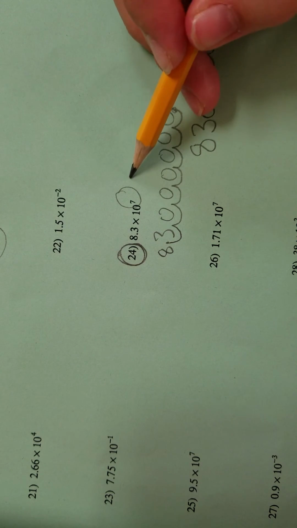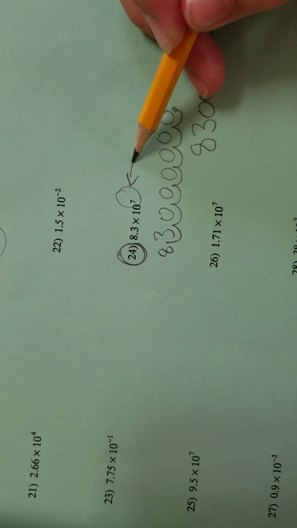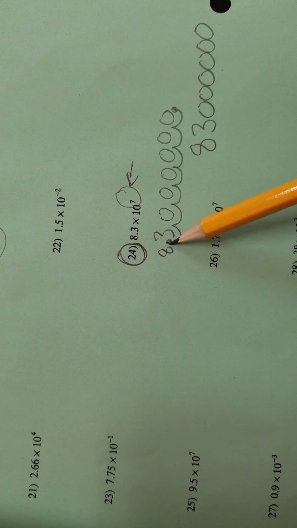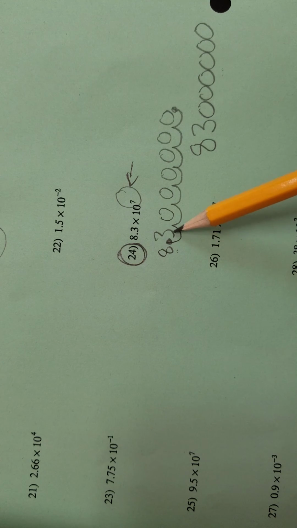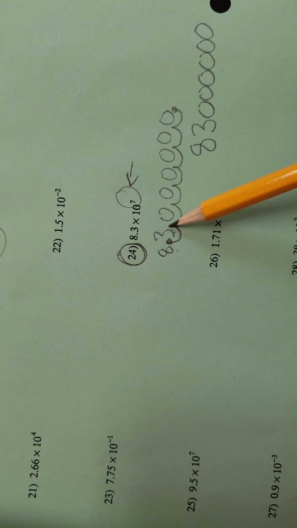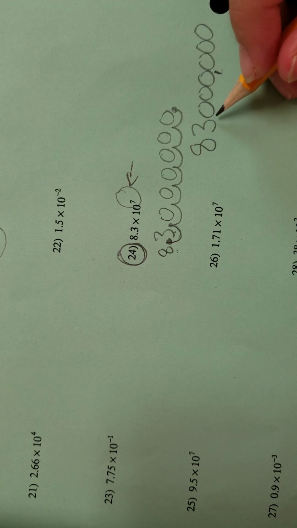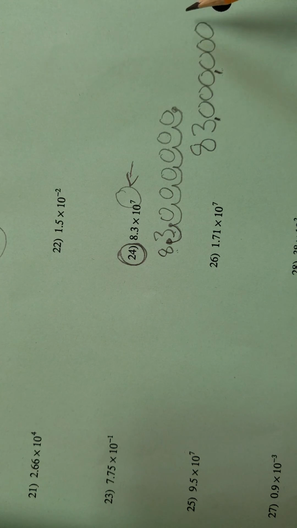We moved it 7 places, yet there are only 6 zeros because my decimal is in between the 8 and the 3. Moving it over 1 place then leaves us with 6 more places to put zeros. I think that's where some of us were getting confused yesterday. So here's our final answer.